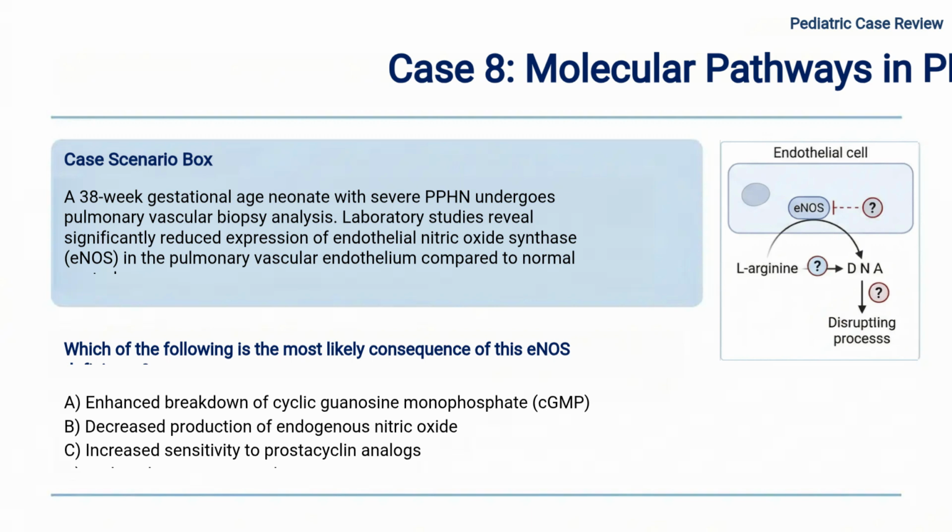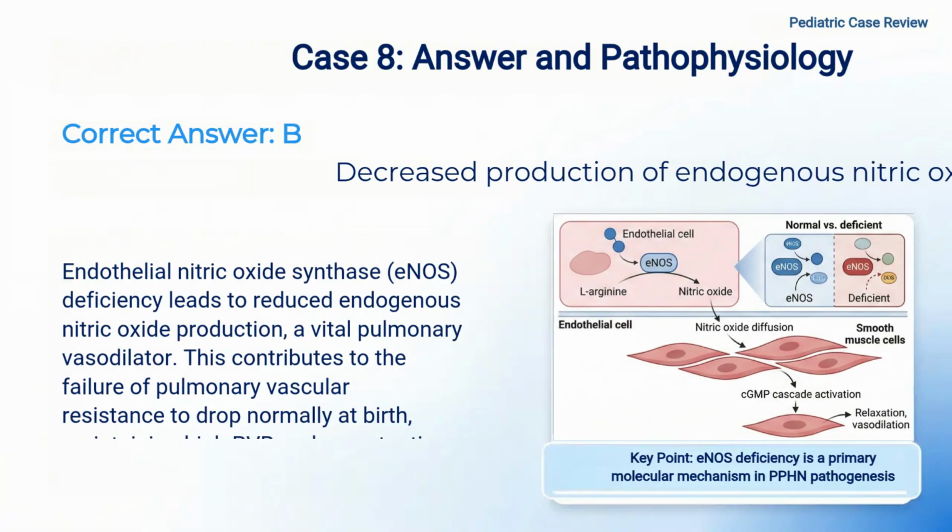Option A. Enhanced breakdown of cyclic guanosine monophosphate. Option B. Decreased production of endogenous nitric oxide. Option C. Increased sensitivity to prostacyclin analogs. Option D. Reduced systemic vascular resistance. The correct answer is option B. Decreased production of endogenous nitric oxide.